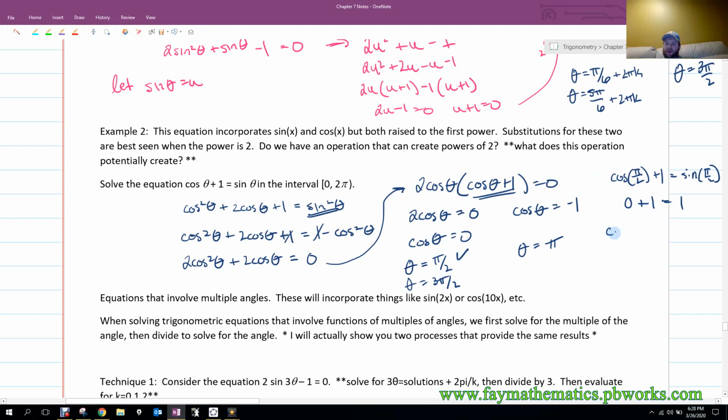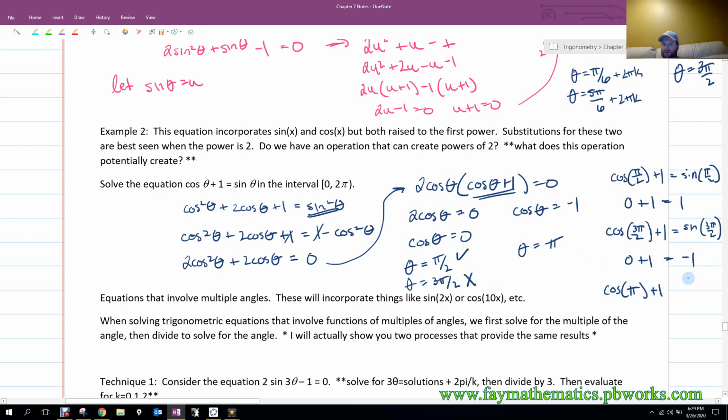Now I'm going to try cosine of 3 pi over 2 plus 1, does that equal the sine of 3 pi over 2? So cosine of 3 pi over 2 is 0, plus 1. Sine of 3 pi over 2 is -1. Are those equal? Does 1 equal -1? No. So that's extraneous.